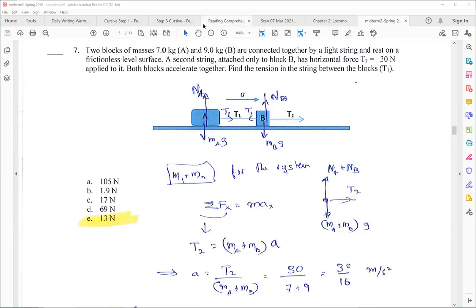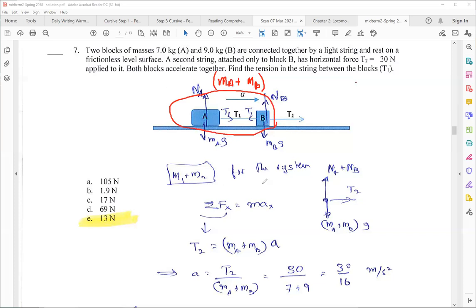Here, T2 is acting on the string attached to block B. But tension 2 is acting on the whole system as if it was one big block of mass MA for block A plus MB for block B. So the whole system acts as one big block of total mass MA plus MB.